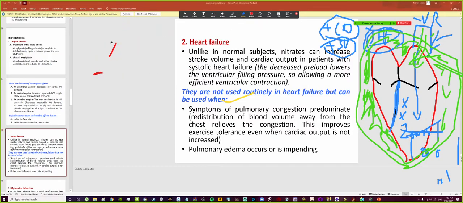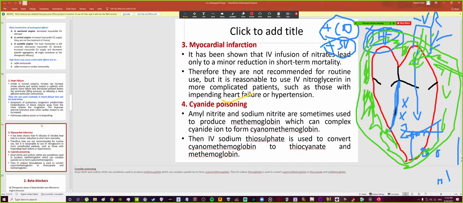We can use this for systolic heart failure. We can use it for angina pectoris. We can obviously use it for myocardial infarction. It can help, but mainly we use it for heart failure and hypertension, though it can be used for myocardial infarction.